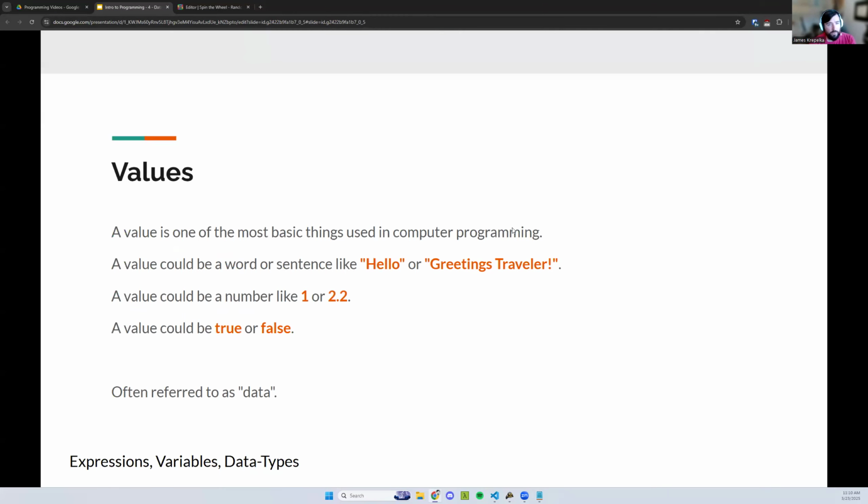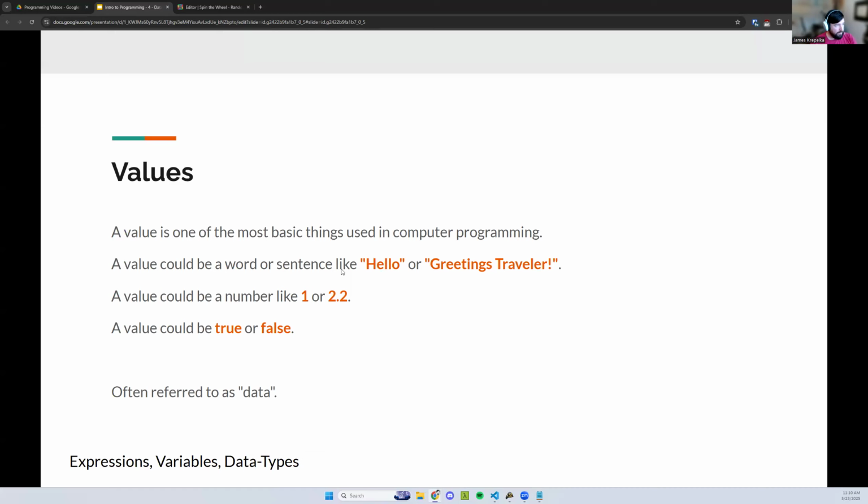Moving on, let's take a look at values and types. So values, and this is one of the hardest slides for me to talk about because it's so fundamental. It's hard to really describe the fundamentals. But just to say, a value is one of the most basic things used in computer programming. A value could be a word or a sentence, like hello or greetings, traveler. It could be a number like 1 or 2.2. Heck, it could even be negative 100 and so on. And a value can also be true or false.